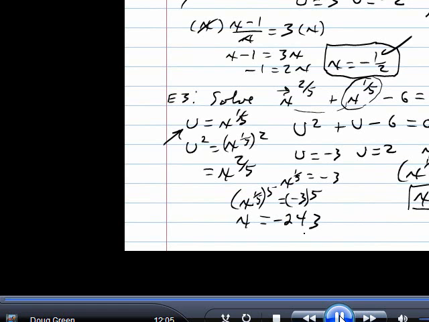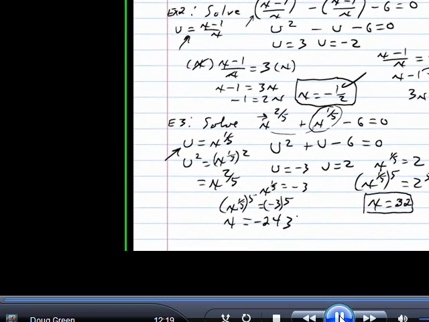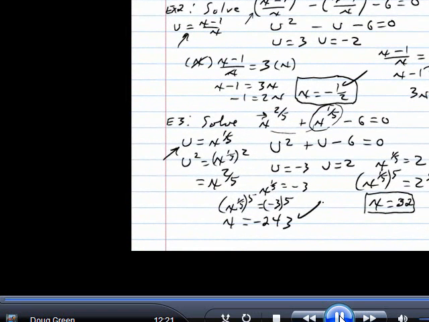Well, the 5th root of negative 243 is negative 3, and if you square that, you get 9. So this first term would be 9. This second term would be negative 3, so I'd have 9 minus 3 minus 6 is 0. That's true, so that checks. We go to the second one. The 5th root of 32 was 2. We saw that right here.